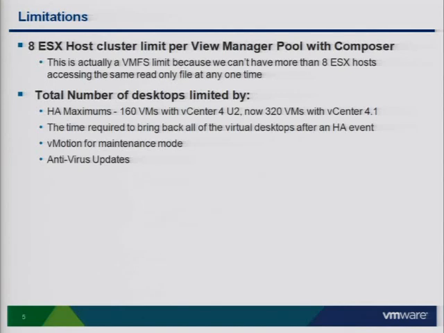The number of desktops on a host, we should have put that on the slide but didn't, may be limited by some other factors. For example, HA restarts. Well, with vSphere 4.1, a lot of that's gone away because we can actually restart 320 VMs in a failure. Also, the time required to bring that back up. If you lose a host and you've got 200 desktops running on there, it's going to take a little while for us to spin all those back up.